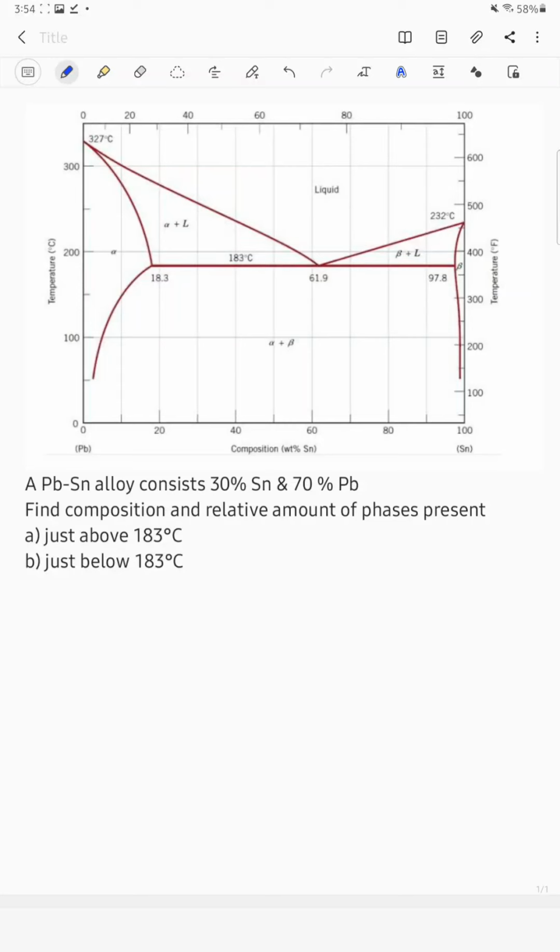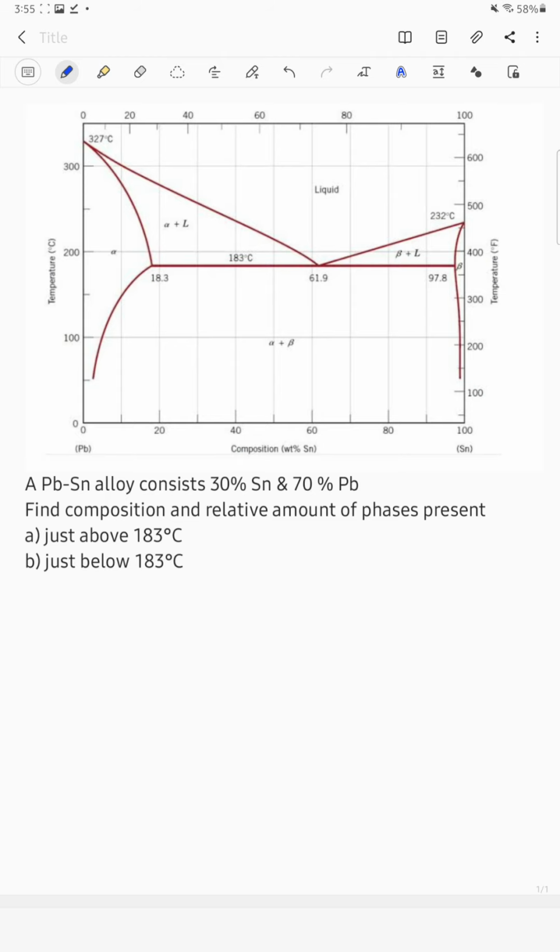Today we will do a problem on lever rule in material science. This is a very popular problem. The question says we have a Pb-Sn alloy which consists of 30% Sn (tin) and 70% Pb (lead). We have to find the composition and relative amount of all phases that are present just above 183 degrees Celsius and just below 183 degrees Celsius. It is a very simple question, we will do it step by step.